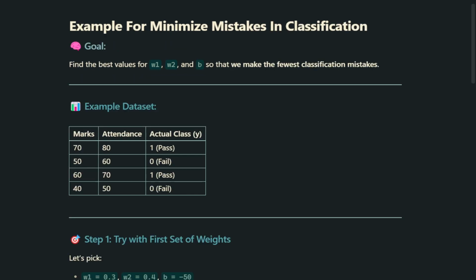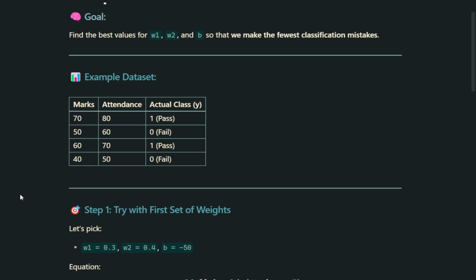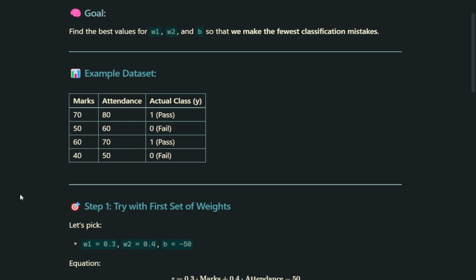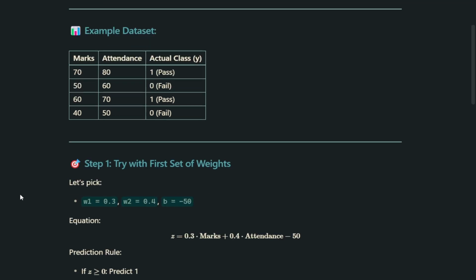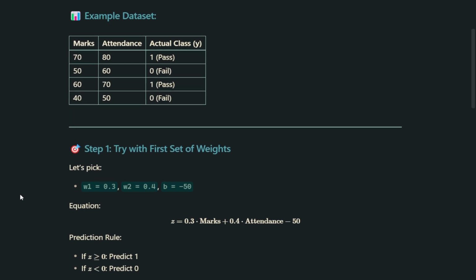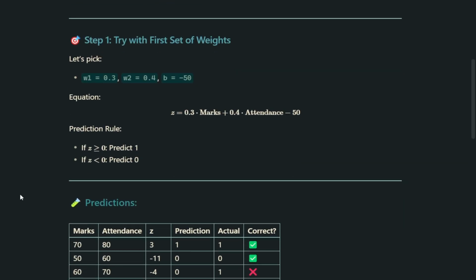All right, let's see this process in action with an example. Our goal is to find the best values of W1, W2, and B so that we can make the fewest classification mistakes. Here's our data set again with marks, attendance, and the actual result. Step 1. We start with one set of weights. W1 is 0.3, W2 is 0.4, and B is minus 50. When we calculate predictions, the model gets 3 correct but it makes 1 mistake. So the error is 1.